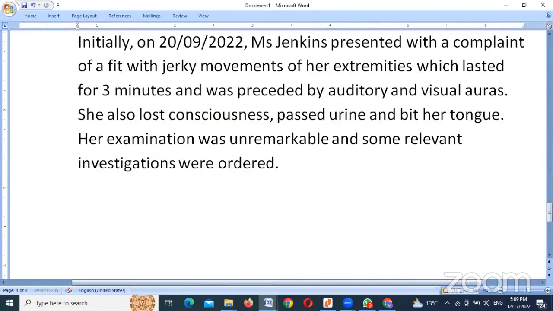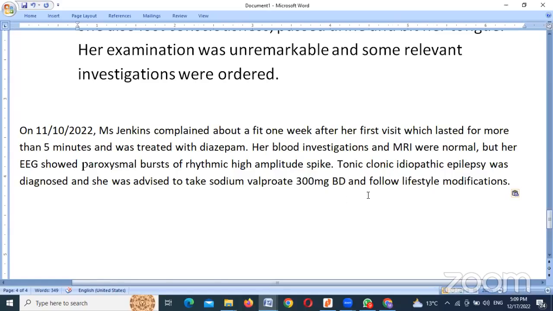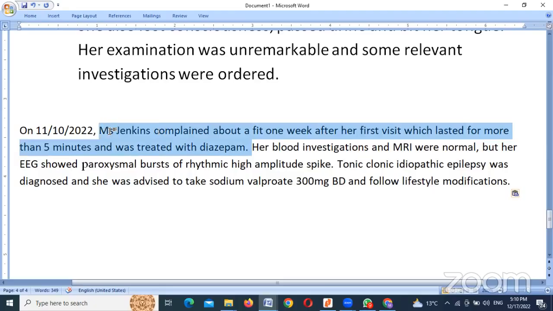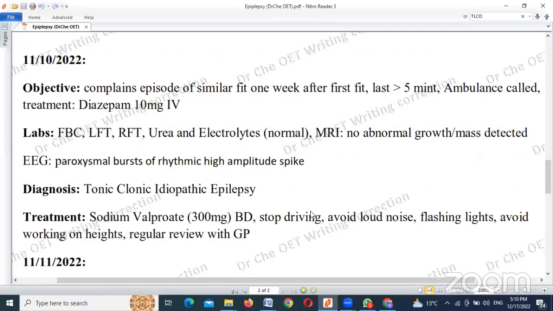Now the duration is a little bit more than normal. On this date, next visit, Miss Jenkins complained about a fit one week after her first visit, which lasted for more than 5 minutes and was treated with diazepam. Just one sentence for that fit. Okay, she has been, no, that is wrong. It was in the past. She was suggested. So just one sentence for this.